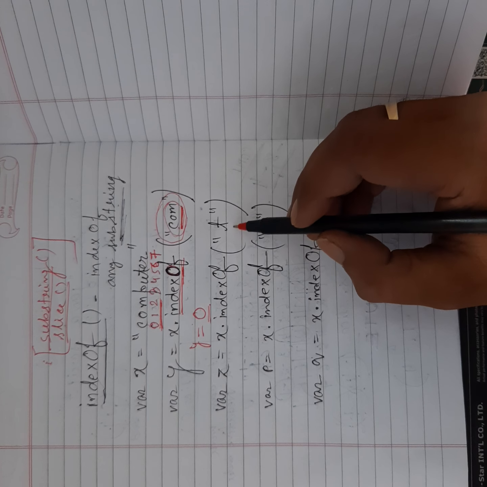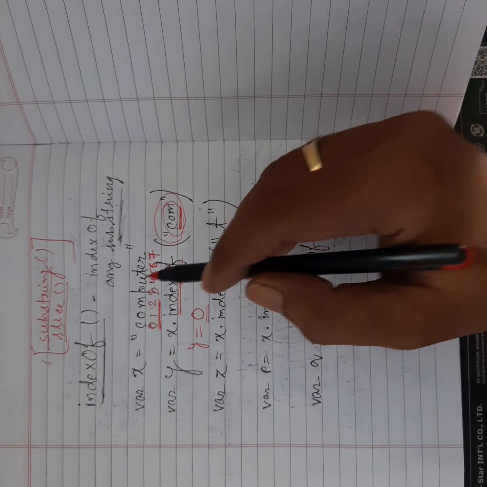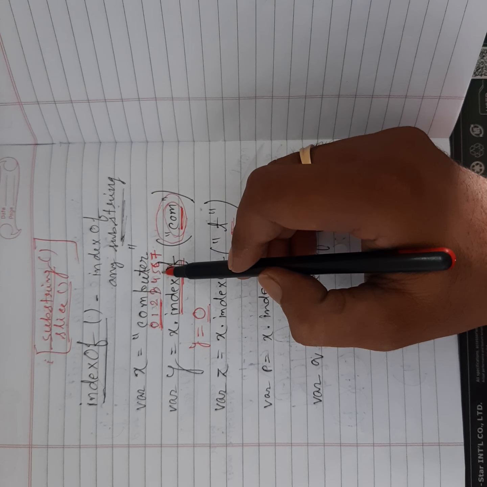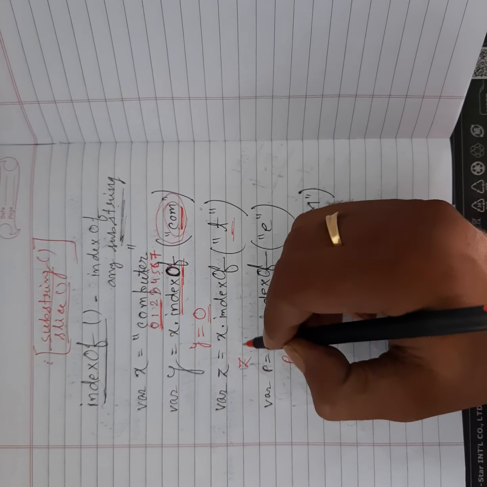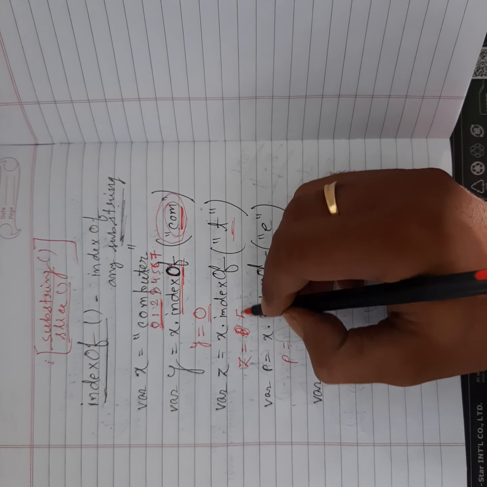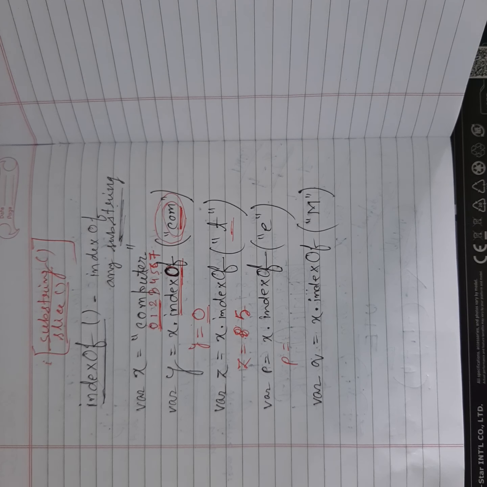Next example is the same: x.indexOf t. Where is t located? It is located at the fifth index. So in the case of z, it will give us the fifth position, or simply it will return 5.